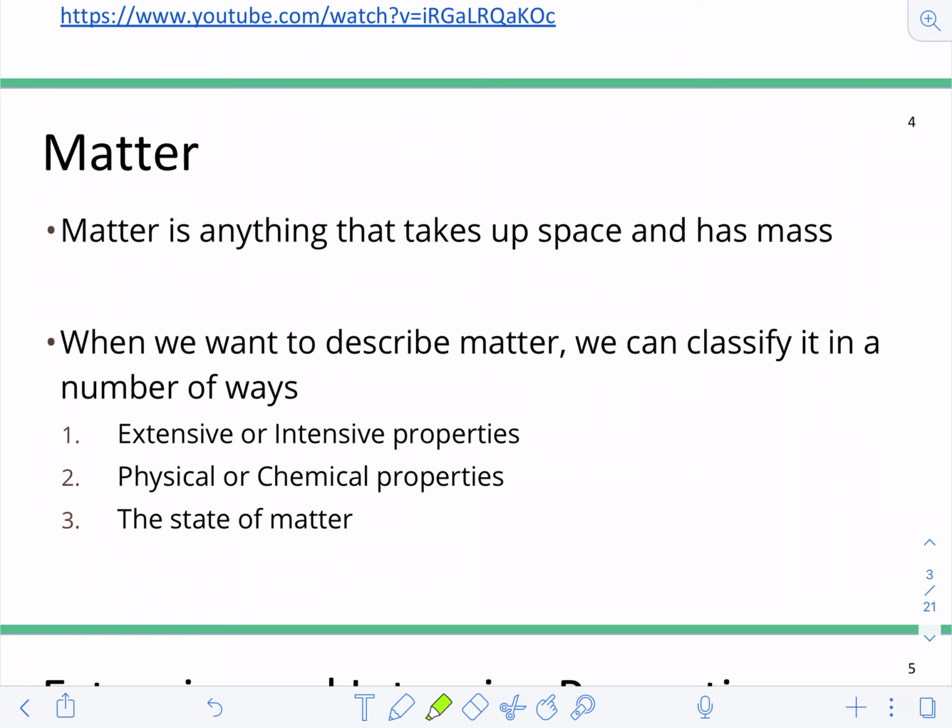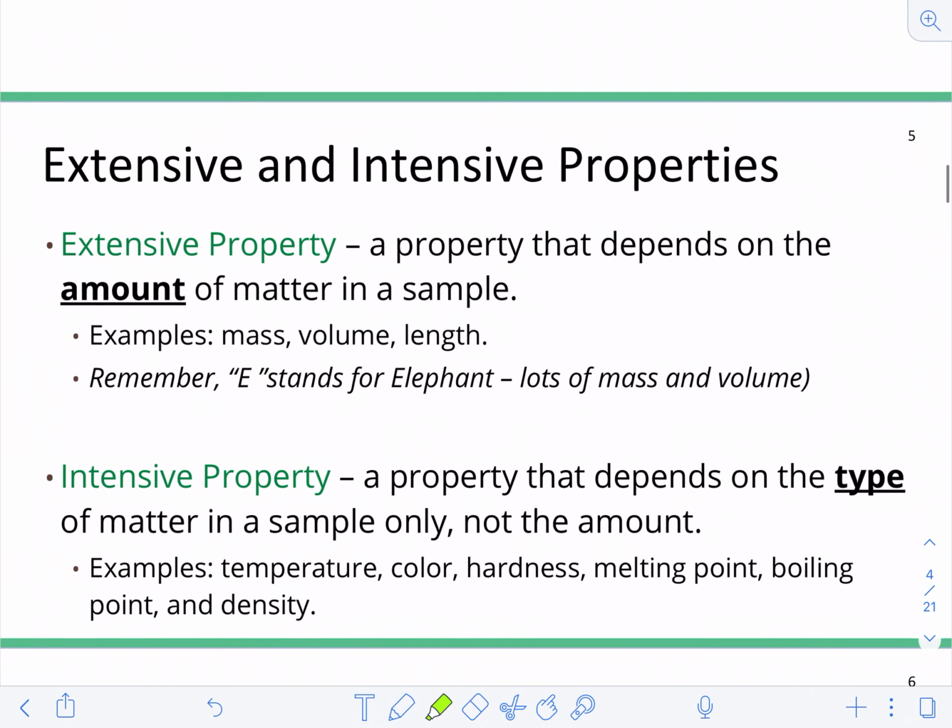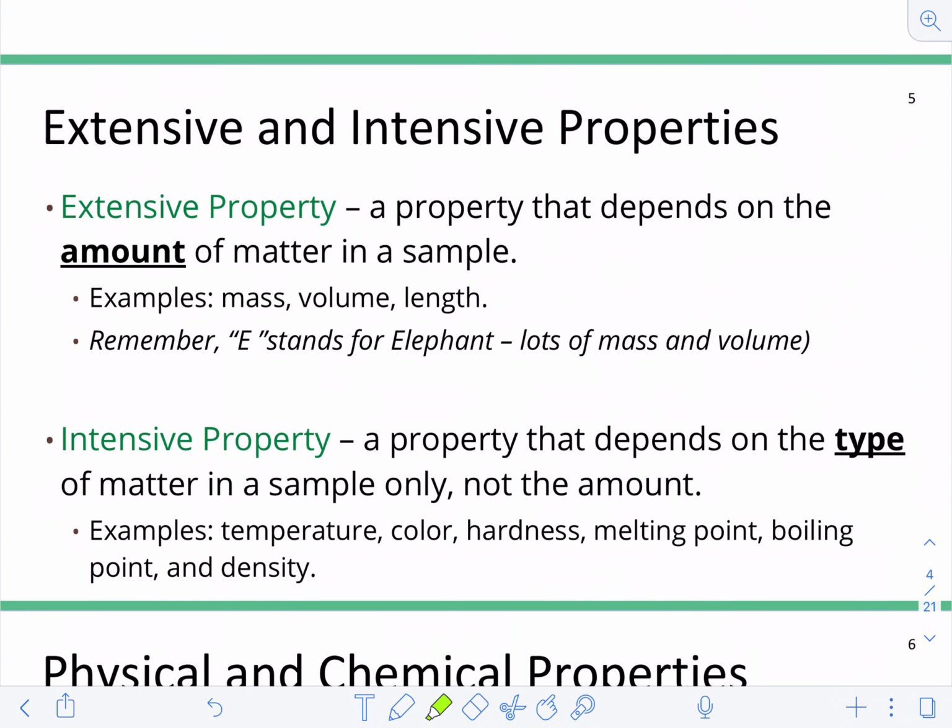When we want to describe matter, we can classify it in a number of ways. We have extensive or intensive properties. We can talk about whether it's a physical or a chemical property, or we can talk about the state of matter. We're just going to go in order here. The first way that we're going to describe matter is by saying whether it has extensive or intensive properties, and matter actually has both kinds. It's just how we classify it here.